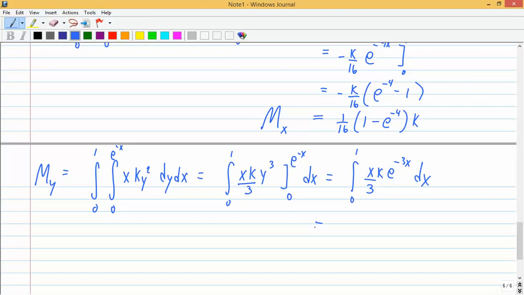You see why I say it's going to change this next integral? Because you have an x in front. So I'd kind of probably think about it like this. Move your k over 3 out front. We have the integral of x e to the negative 3x dx. That is an integration by parts.